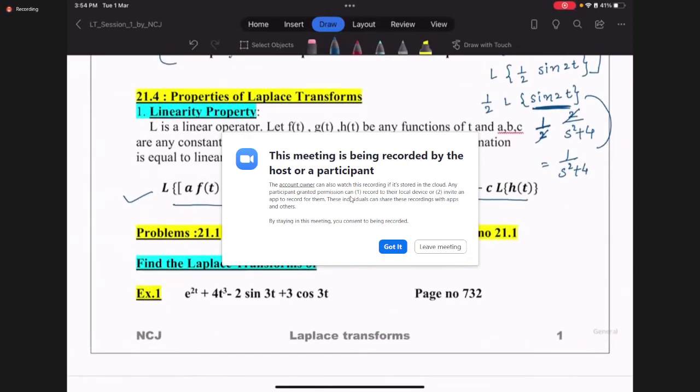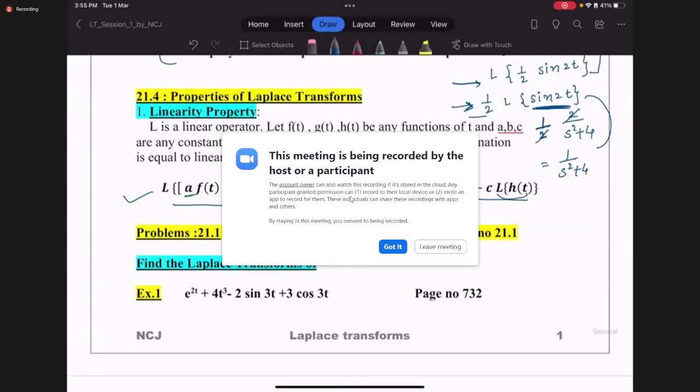What is this property? Did I use this property earlier above? Yes, ma'am. I have used it over here also. Linearity property: A, B, C are constants, so take them outside on the side and then apply Laplace on the function.